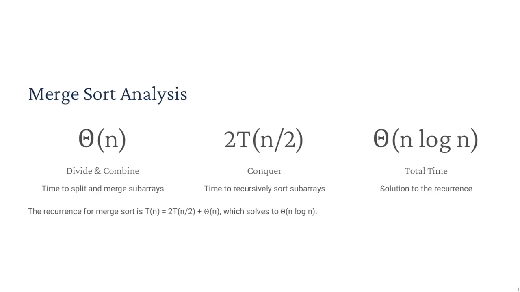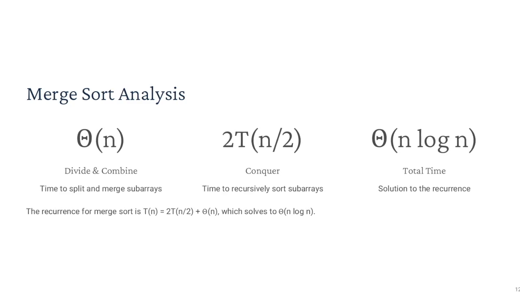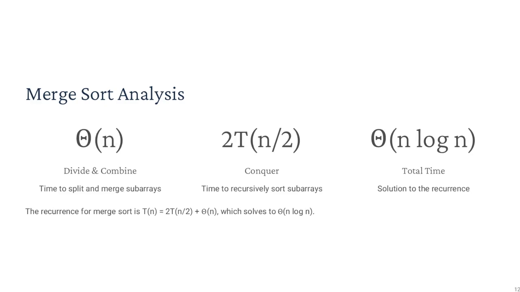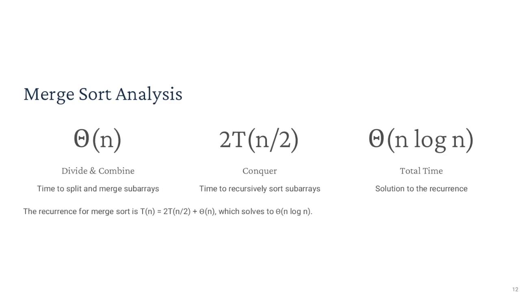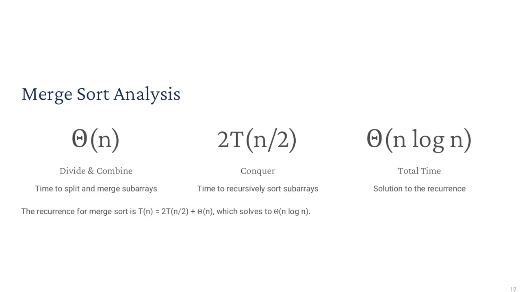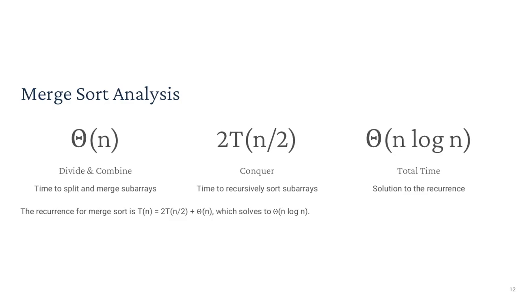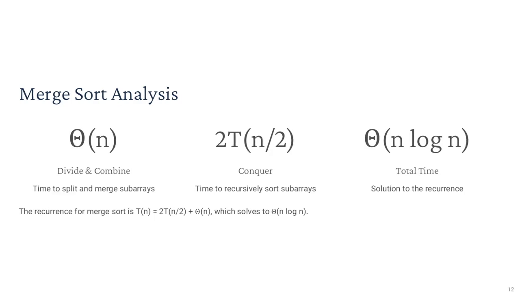Merge sort's analysis demonstrates the elegance of divide and conquer algorithms. Its running time is derived from the recurrence T(n) = 2T(n/2) + Theta(n). Solving this relation reveals a total time of Theta(n log n), highlighting merge sort's efficiency. The algorithm's divide and combine steps each take linear time, Theta(n), while the conquer step involves recursive sorting. This balanced workload across recursive levels ensures that merge sort scales well with input size. Its predictable performance and robustness make it a go-to choice for sorting large datasets reliably.